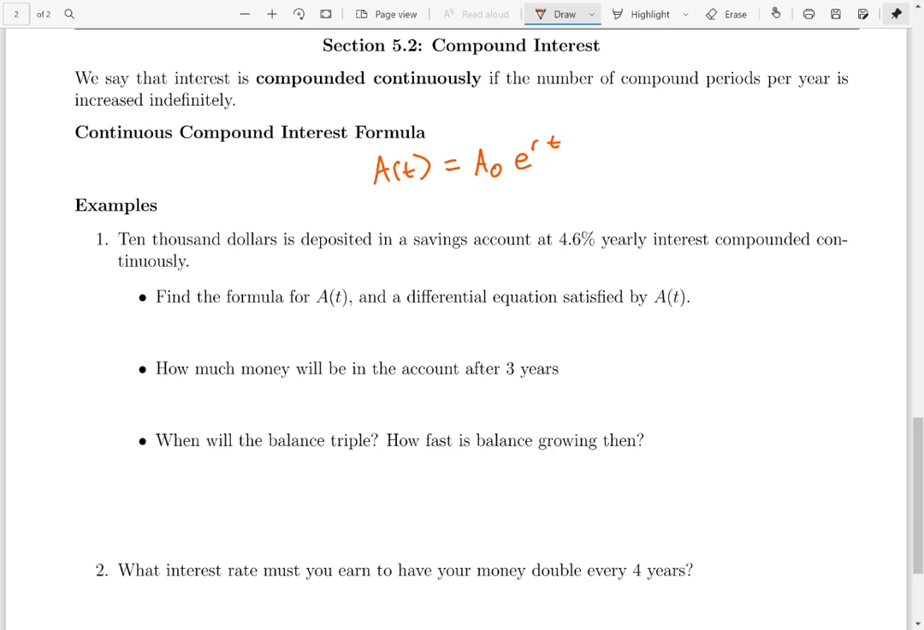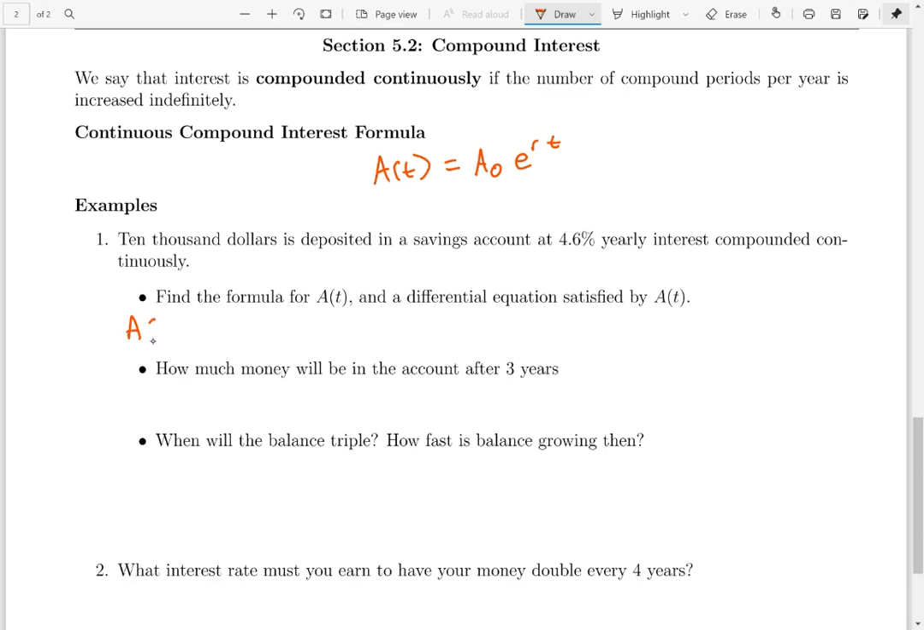So let's say that $10,000 is deposited into a savings account at 4.6% yearly interest compounded continuously. We want to find the formula for A of t and a differential equation satisfied by A of t.